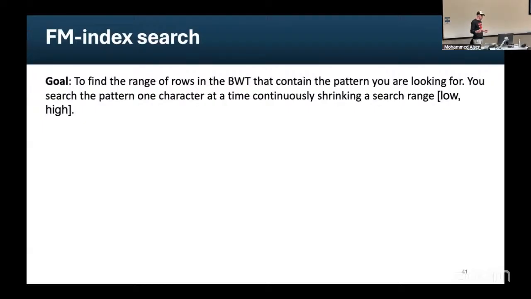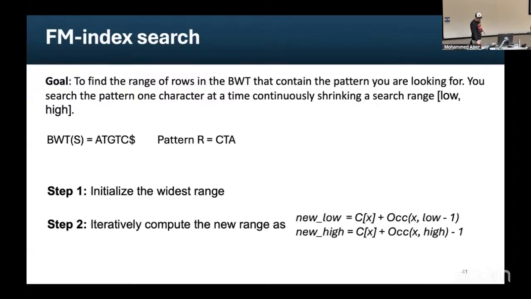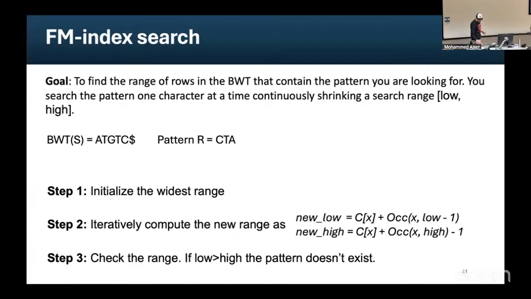And we do that by continuously shrinking the range. So I will show you an overview of the algorithm, very simplified. This is our pattern, our read, and our sequence, I mean, Burrows-Wheeler transformation. First, we initialize the widest range. Second, we iteratively compute the new range using the formula. And third, we check the range. If low is greater than high, then the pattern doesn't exist.